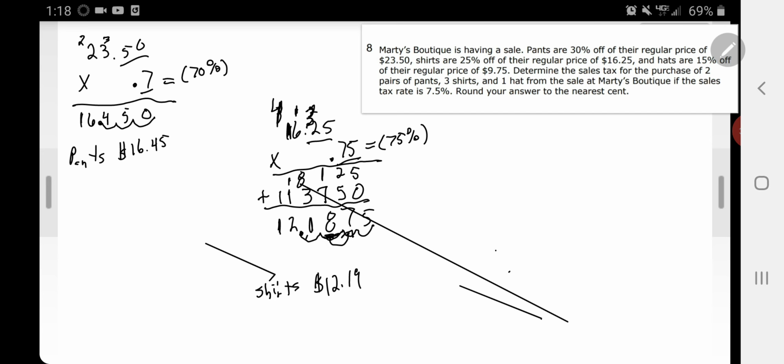Okay, lastly, hats are 15% off, so of $9.75. So 100% minus 15% is 85%. So we're gonna still pay 85% of $9.75. So $9.75 times 0.85 or 85%.